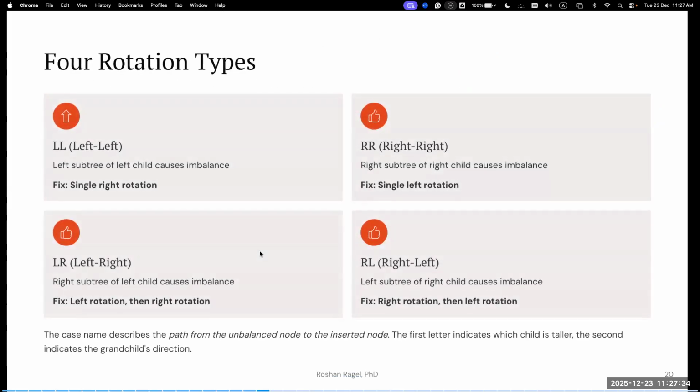So I mentioned this at the very beginning of the introduction. There are four ways in which the rotations can happen. Basically, there are four ways that could cause the imbalance, and for each way there is a particular rotation that we have to do. One way, the very first one, is that the imbalance happens because of the left subtree of a left child, right?